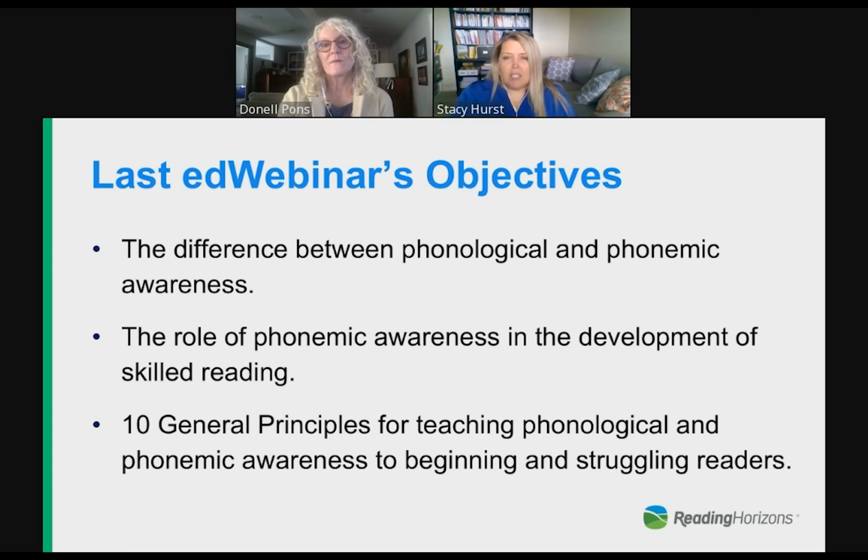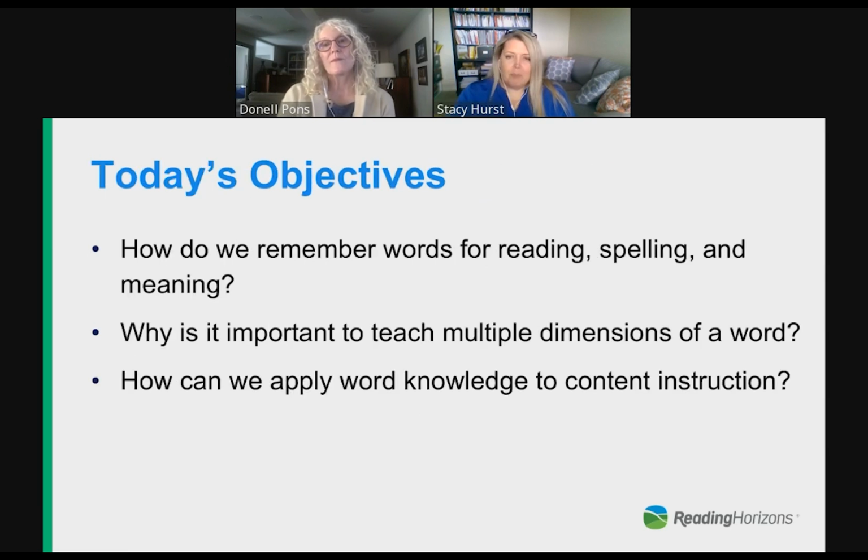Our objectives for today will be to answer some of these questions. How do we remember words for reading, spelling, and meaning? Why is it important to teach multiple dimensions of a word? And how can we apply the word knowledge to content instruction? We're hopeful that we'll spend most of the time on that last question, so you have a lot of go-to strategies tomorrow, as soon as tomorrow, if you'd like. Donell, anything you'd like to add to what I've said so far?